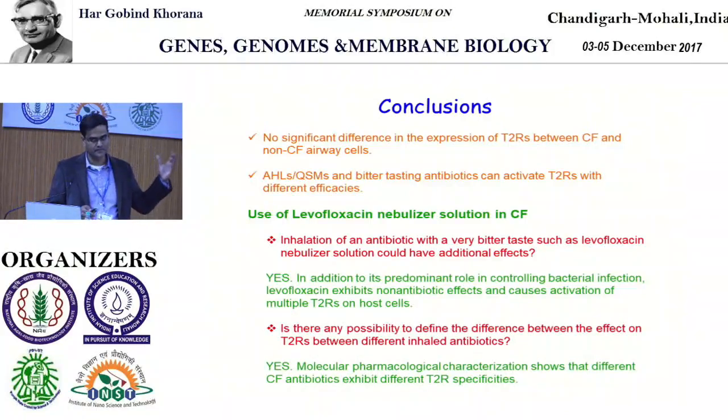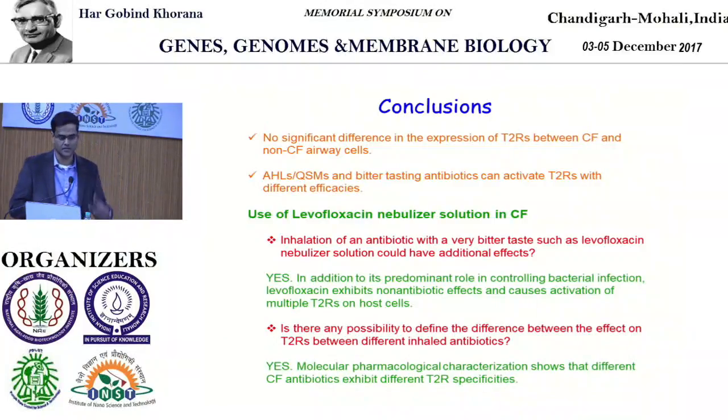And not only in CF, we also have it in the oral cavity. Strep mutans secretes CSPs, competence-stimulating peptides. And we have data that shows that those also activate T2Rs in the oral cavity, causing anti-inflammatory effects. So the mechanism seems to be similar. If you have activation of these bitter receptors in different tissues, they cause protective responses. That's a preliminary summary from our studies.